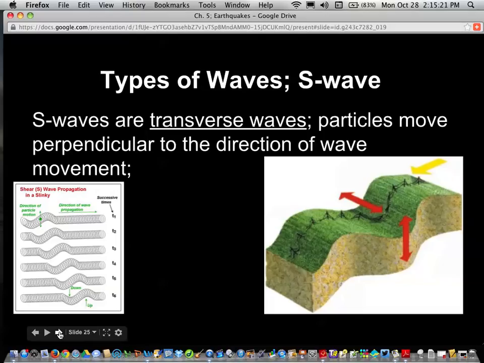The second type of wave, the secondary wave, or S wave, are transverse. That means they go side to side or up and down. They go perpendicular to the direction of wave movement. So if a wave is moving from right to left, an S wave would move up and down or back and forth. So it moves in the opposite or perpendicular direction to the direction of the wave movement. This is the typical thing that you think of when you see an ocean wave. Okay, ocean waves are S waves.